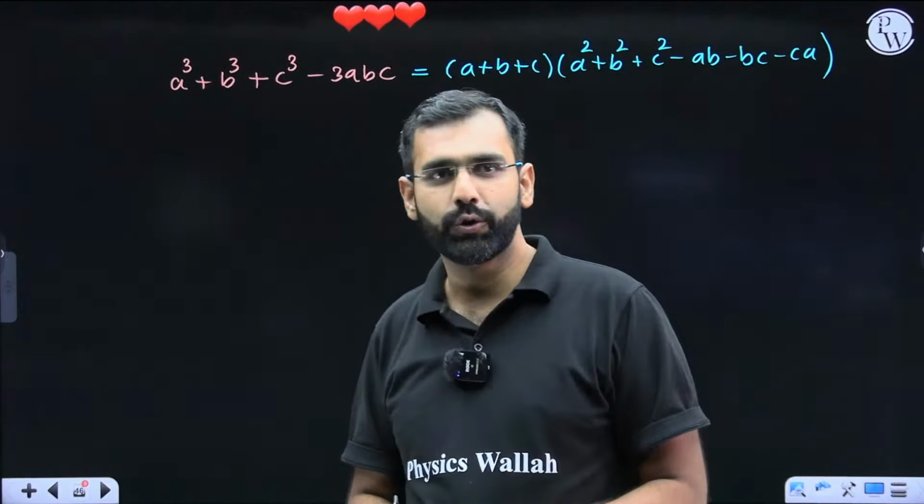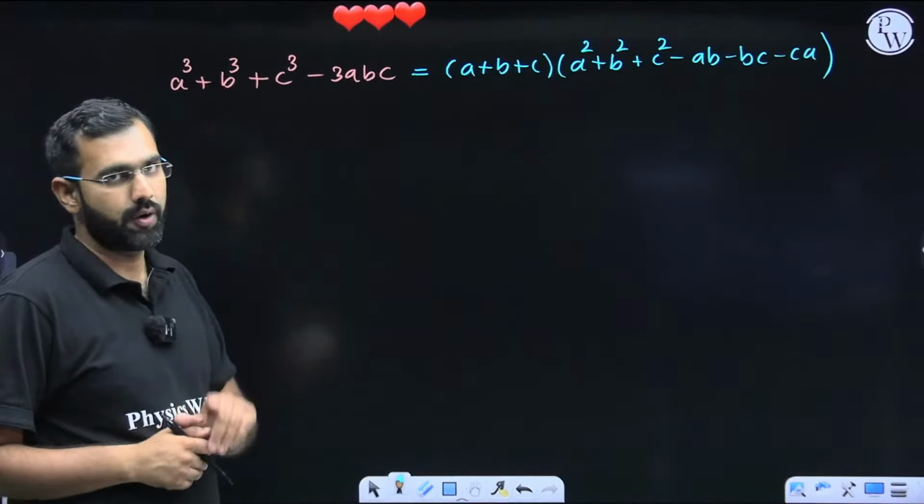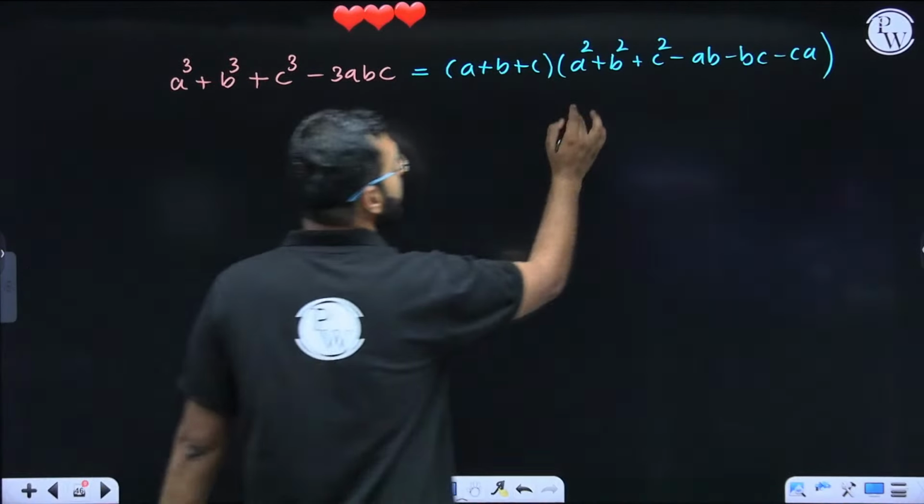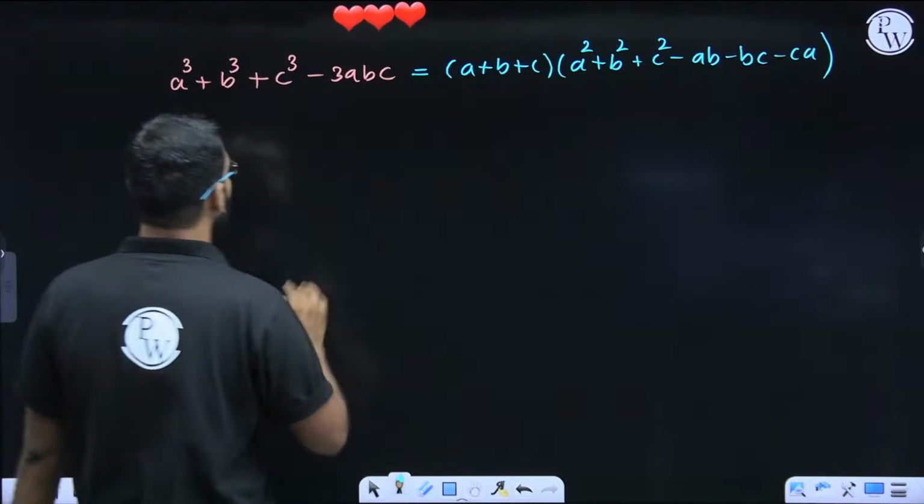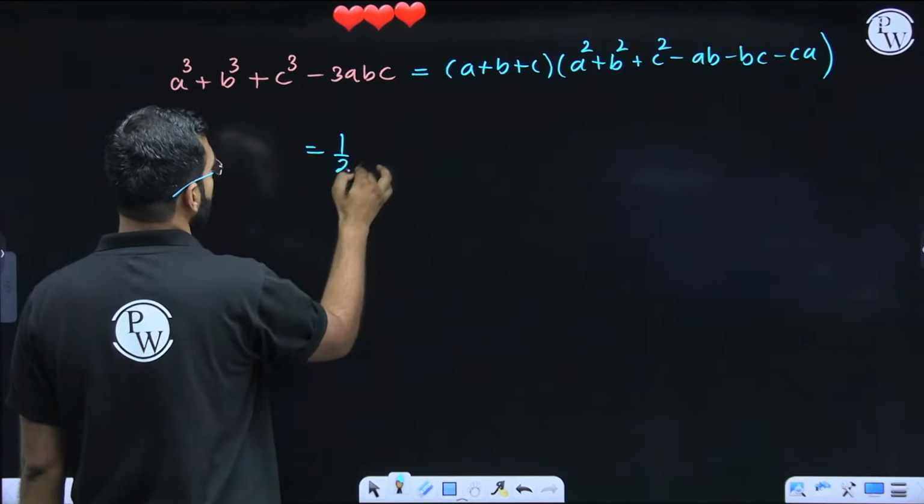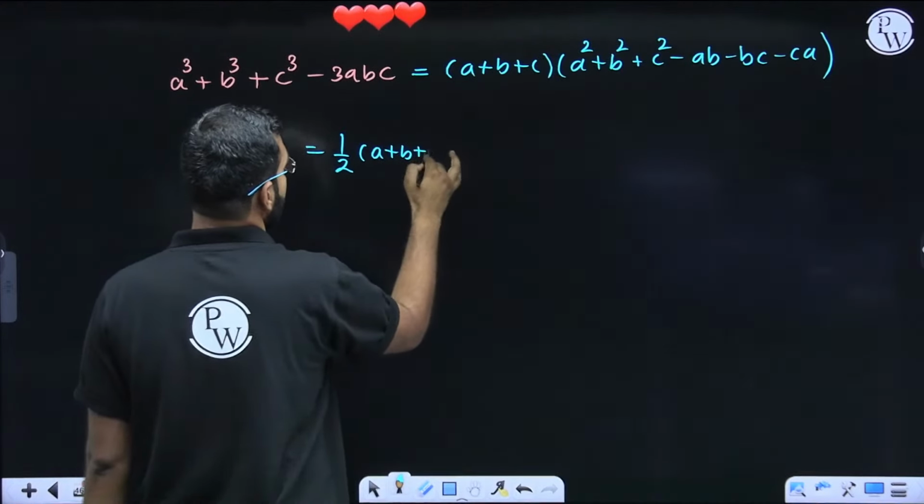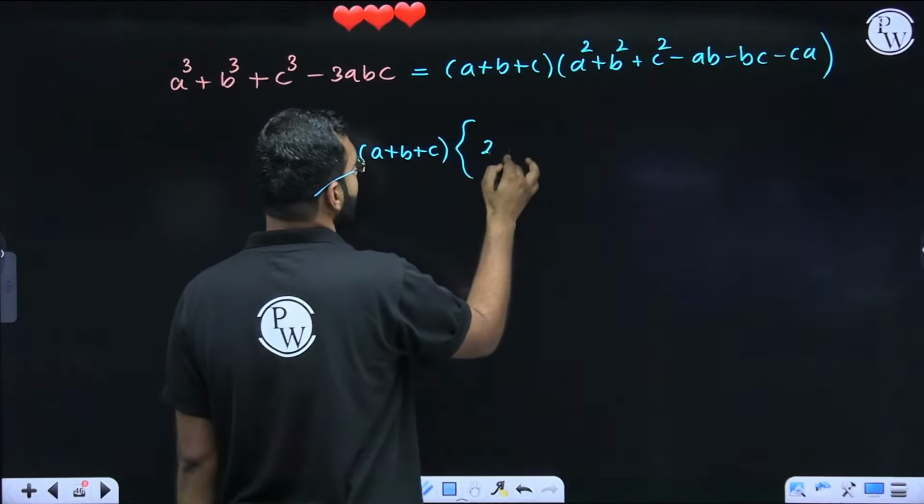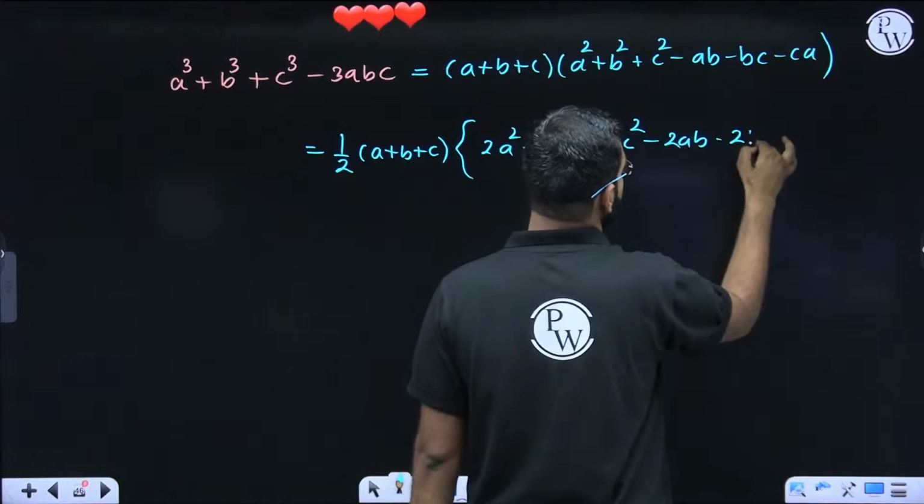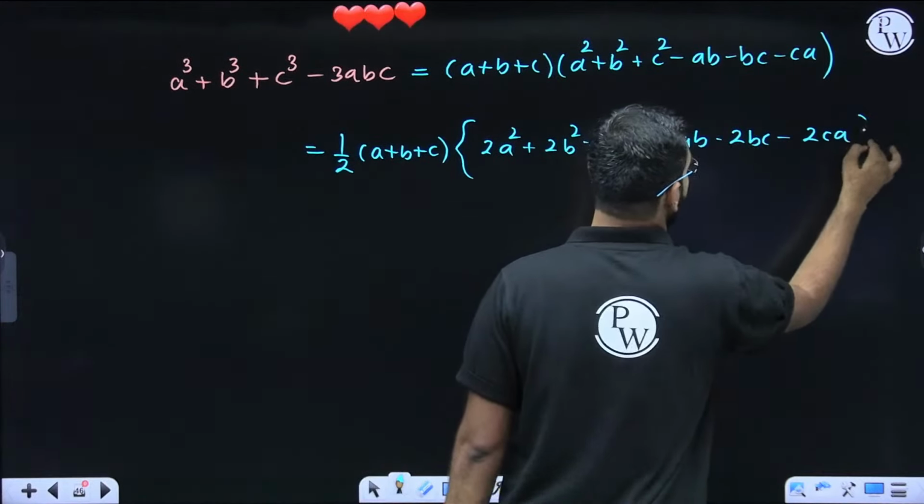Now, coming back to the discussion we all were having here, there are some conclusions which can be drawn. First conclusion, if I multiply this part by 2 and divide this part by 2, what do I get? If I'm dividing it by 2, that 2 I'm keeping outside. And if I'm multiplying it inside, I'll have 2a square plus 2b square plus 2c square minus 2ab minus 2bc minus 2ca. Everybody listening and understanding?